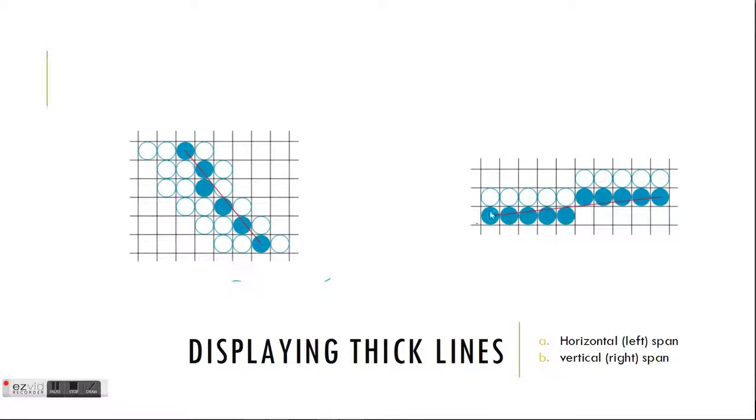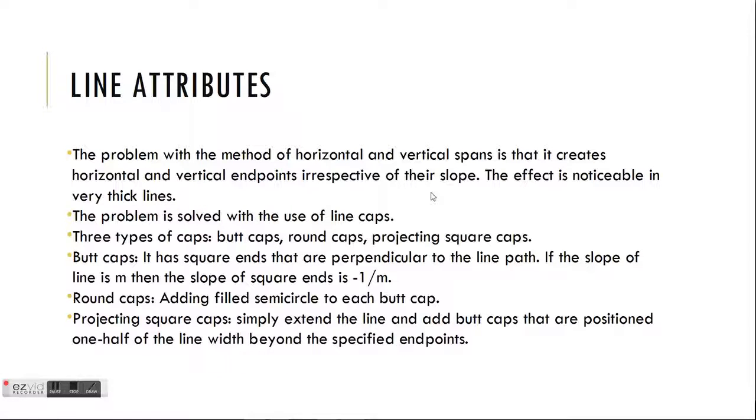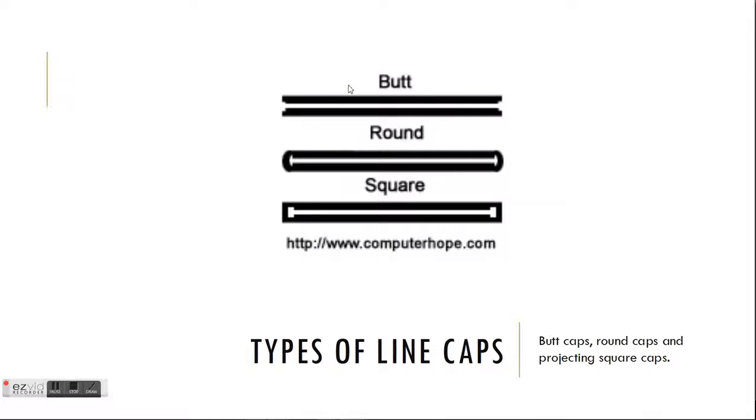This can be solved with the help of line caps. Now, there are three types of line caps: butt caps, round caps, and projecting square caps. Here we can see those three types. Butt caps have a square end that is perpendicular to the line path. That means 90 degrees to this line.